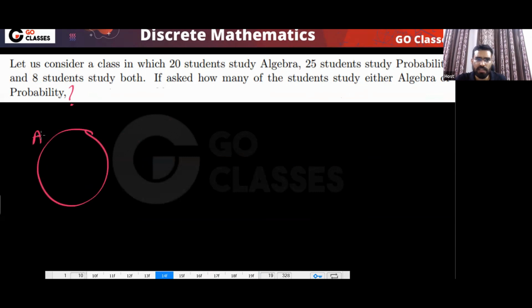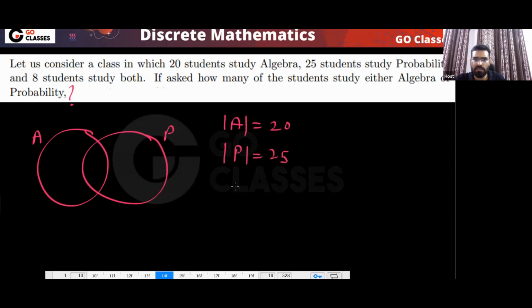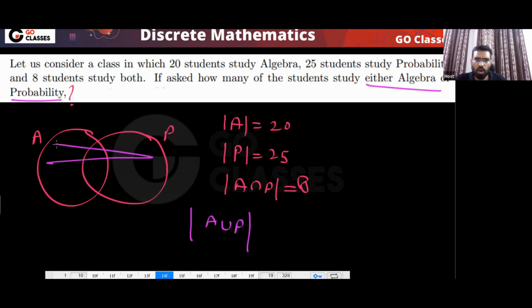So you can notice that this is algebra and this is your probability. The number of students who study algebra is 20. The number of students who study probability is 25. The number of students who study both algebra and probability is 8. And the question is asking how many students study either algebra or probability.